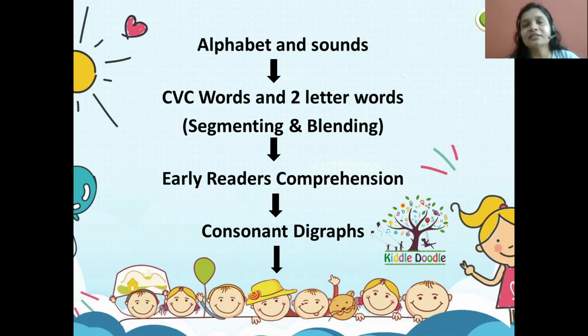The best thing is to take a printout of at least five words in a week and stick it around everywhere and read it at least once or twice a day. And my promise is that on the fifth day your child would be able to recognize it. They have very good memory, and this photo memory helps a lot in learning things. Then you should be going ahead with early readers comprehension.